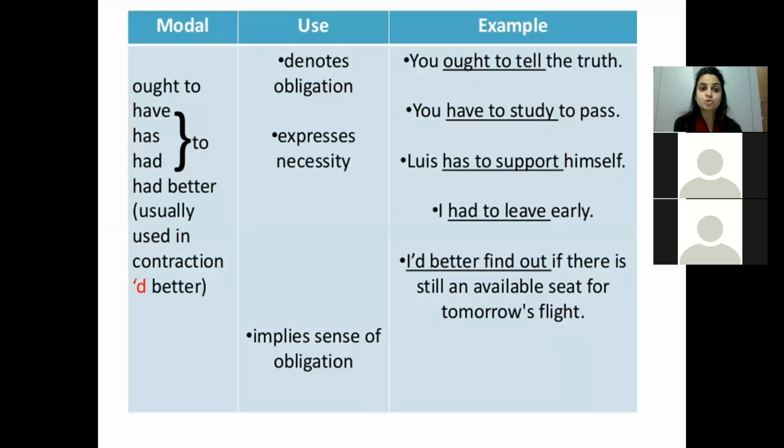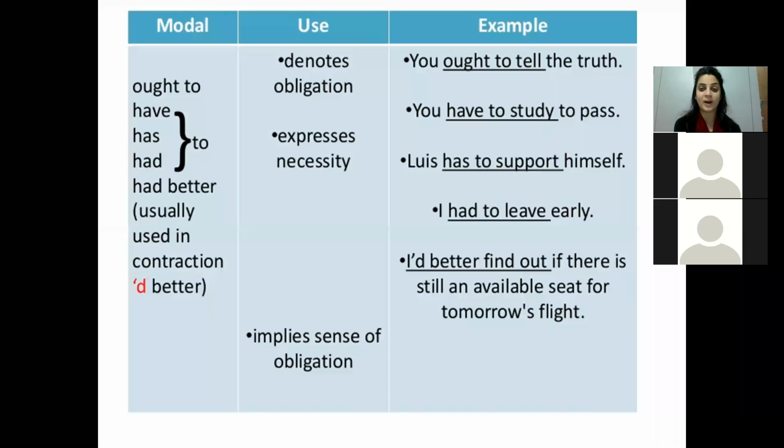Now, ought to, have to, has to, had to, had better, all these things. So for had better we will use apostrophe D. All right. It denotes obligation, expresses necessity, implies a sense of obligation. You ought to tell the truth. Batana hi padega. There is no choice.